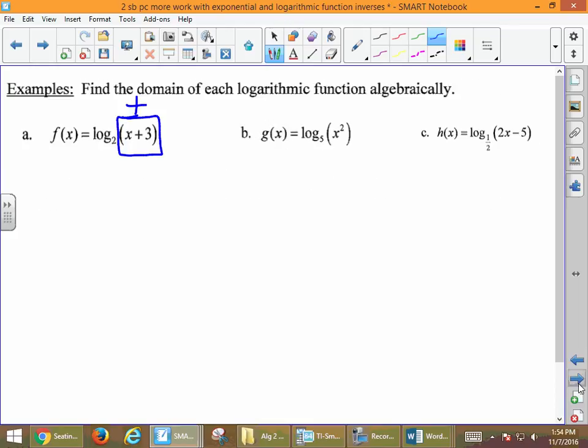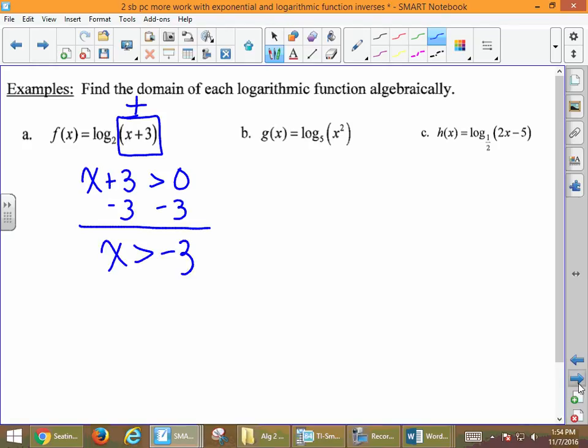So when we set this up to come up with the domain, we take the x plus 3, and we set it greater than 0. We didn't say greater than or equal to, we just said greater than 0. We can subtract 3 from both sides. And our domain of log base 2 of x plus 3 is x is greater than negative 3, also known as, in interval notation, negative 3 to infinity.